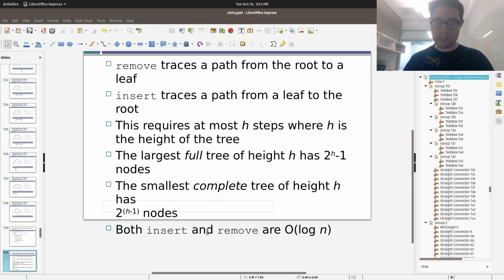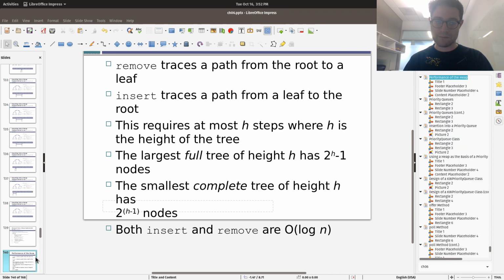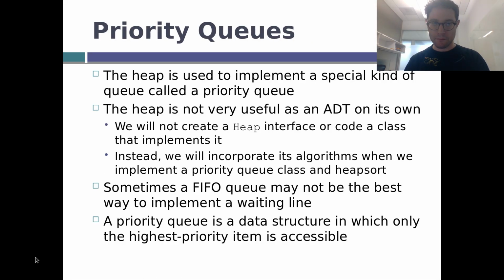So we know that insertion and deletion are big O of log n, right? Best case, worst case, average case. Worst case scenario, log n. Best case scenario, you just add it, and you don't have to really swap anything, so it's 1 step. Okay, so that's the performance for the heap.